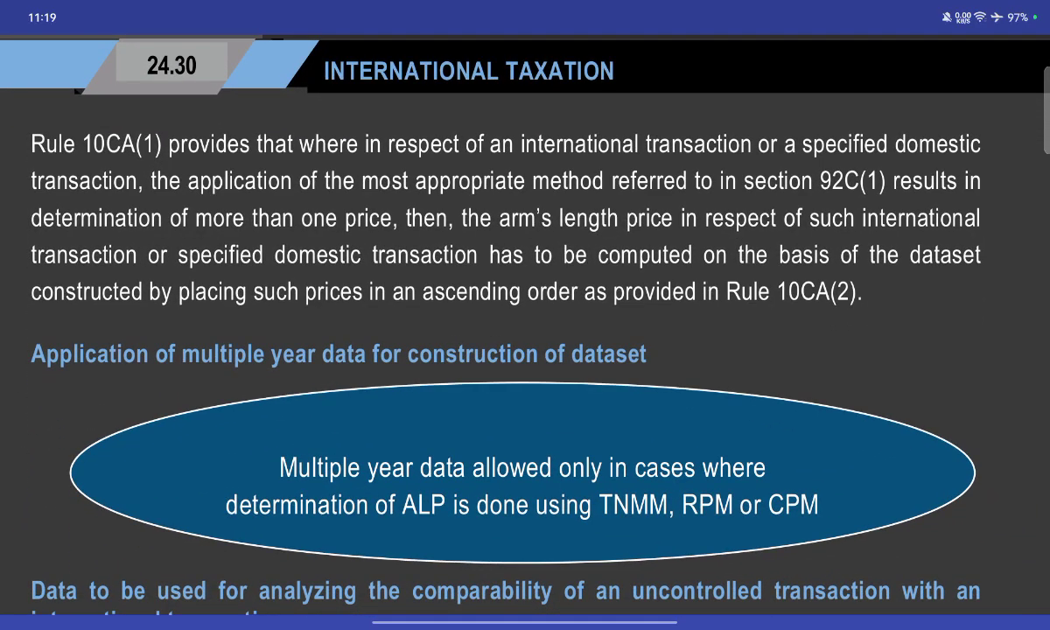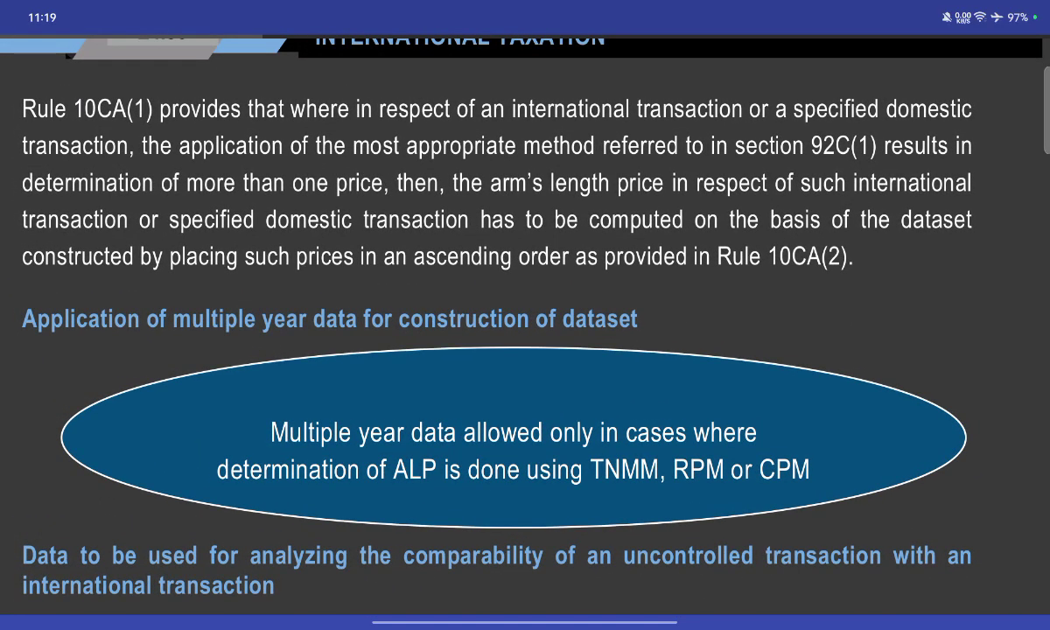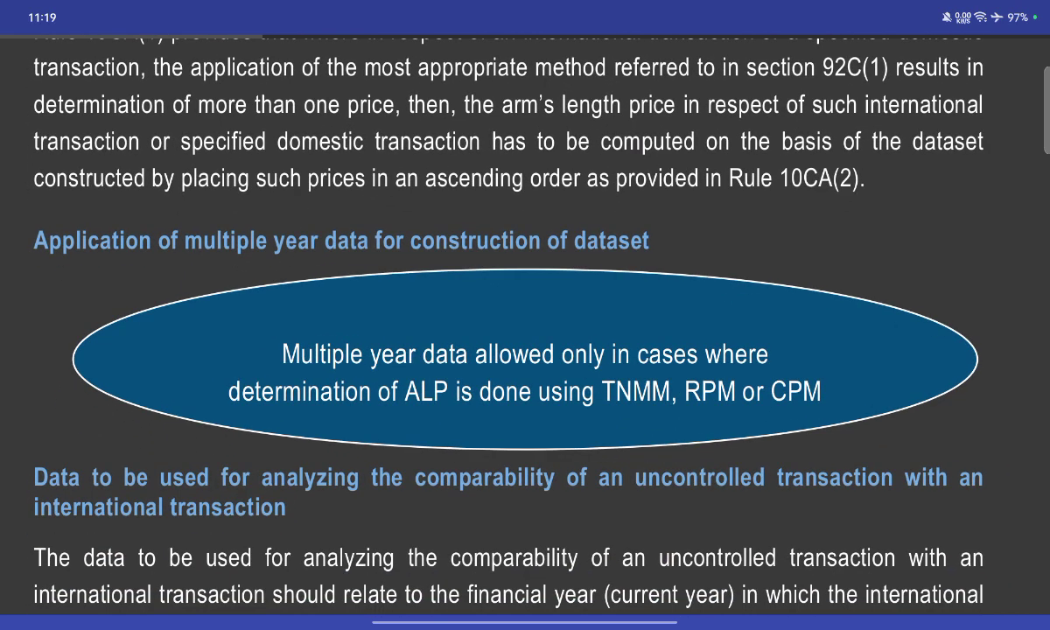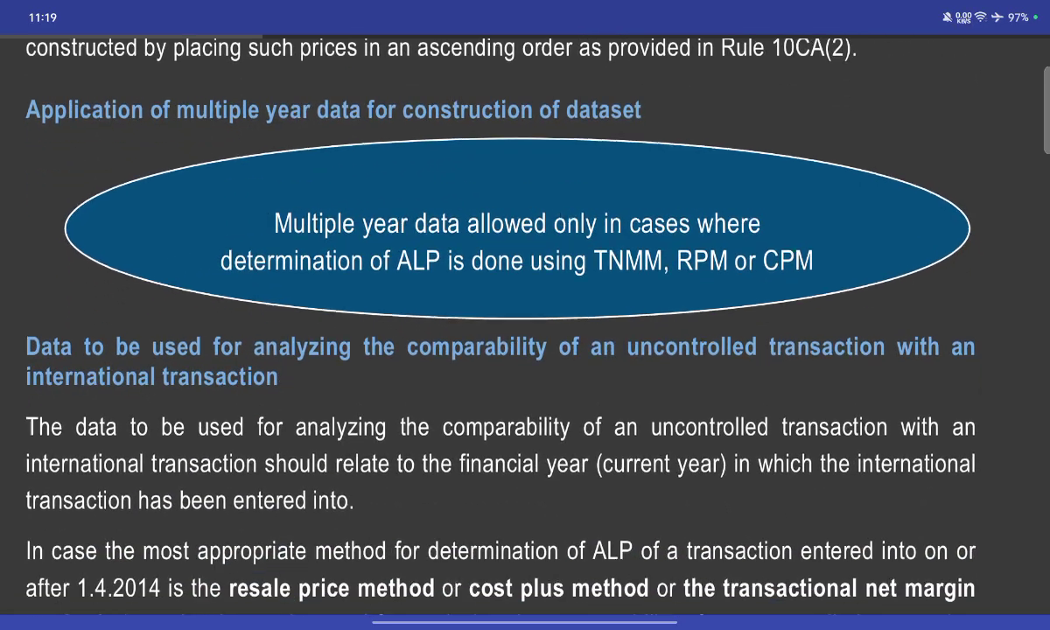Rule 10CA provides that where, in respect of the international transaction or specific domestic transaction, the application of the most appropriate method referred to in Section 92C results in the determination of more than one price, then the arm's length price in respect of such international transaction or specific domestic transaction shall be computed on the basis of a data set constructed by placing such prices in ascending order, as provided by Rule 10CA. And the application of multiple year data for construction of the data set.